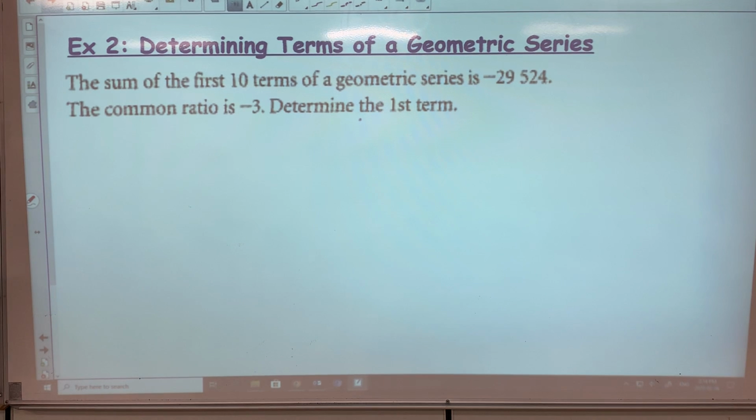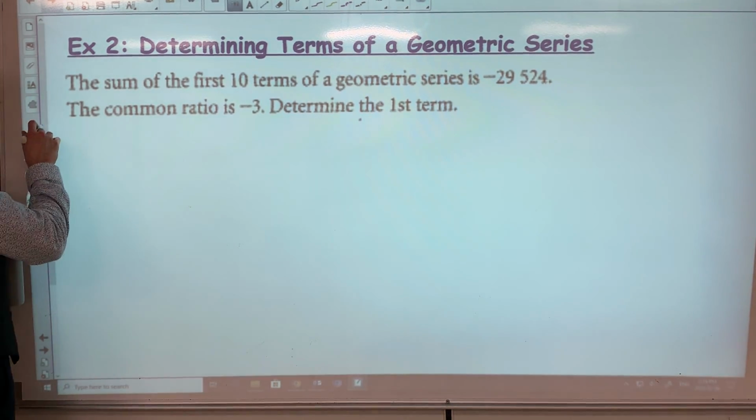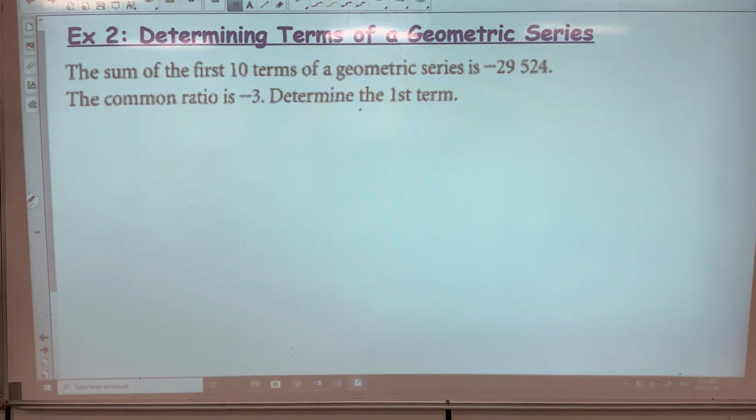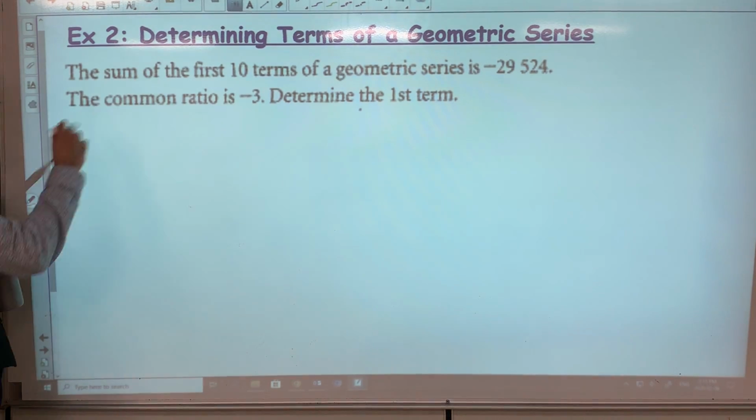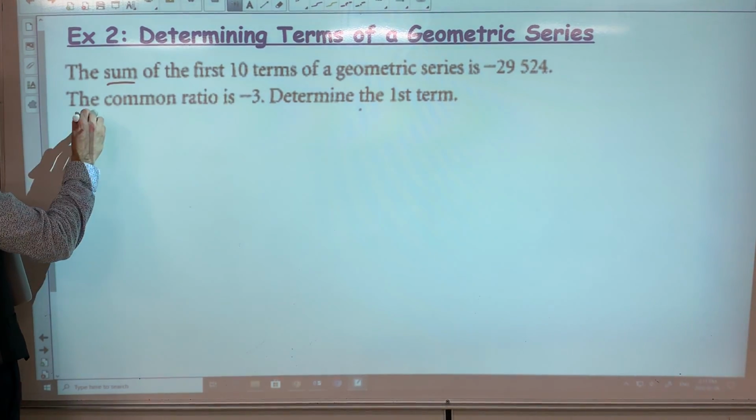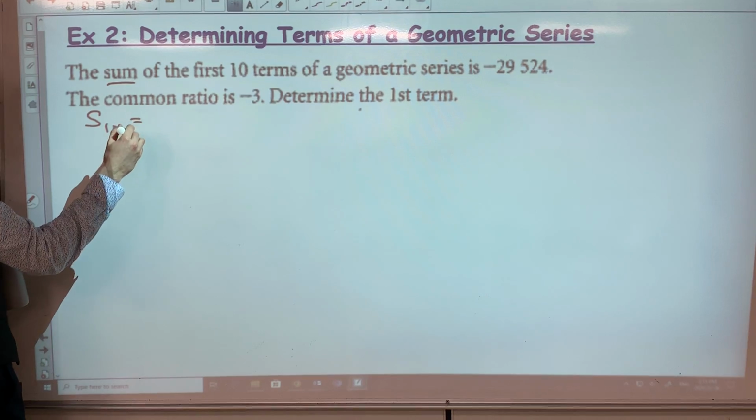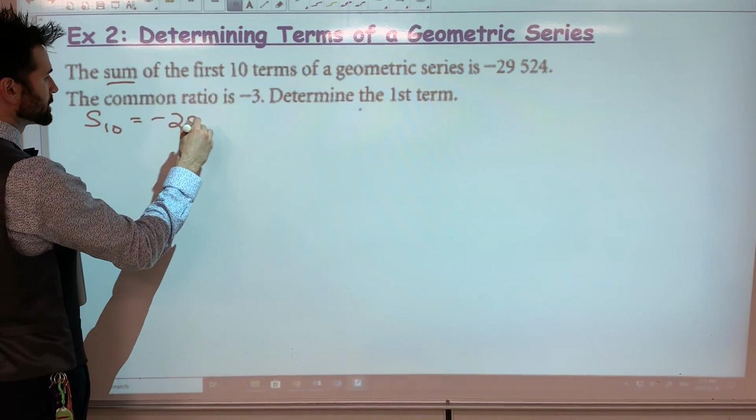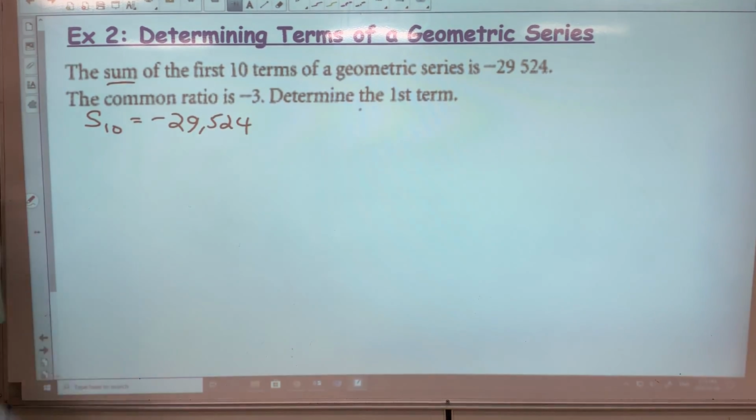So, add the title. So this is one where we're gonna determine some terms, and they give us the sum of the first 10 terms and the common ratio, and they want to know the first term. So everything's going to be using that one formula that we have. When you read through this question, I usually read it once, and then the second time I read it, I start thinking about, okay, the sum of the first 10 terms, so that means S10 is this.